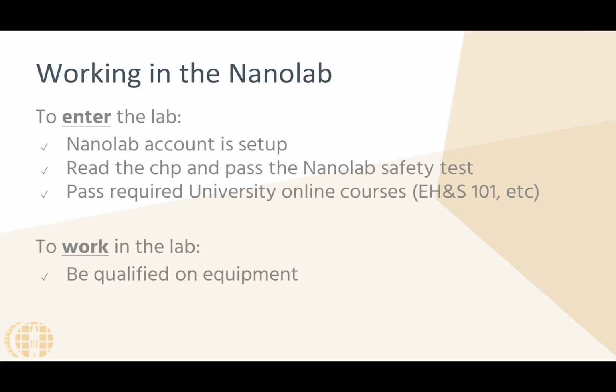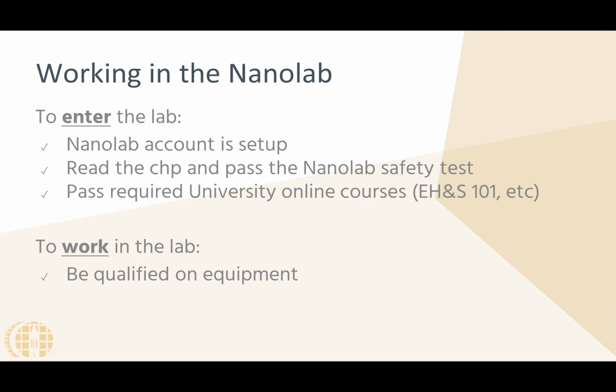Now that you are familiar with how to plan your work in the NanoLab, let's focus on how to get that work done. To enter the lab, you must finish this orientation course and take a safety tour with staff, read the Chemical Hygiene Plan, CHP, and pass the CHP facility test in Mercury, and pass the EHS 101 online course from UC Berkeley and upload your training certificate to Mercury so that we have a record of that course.